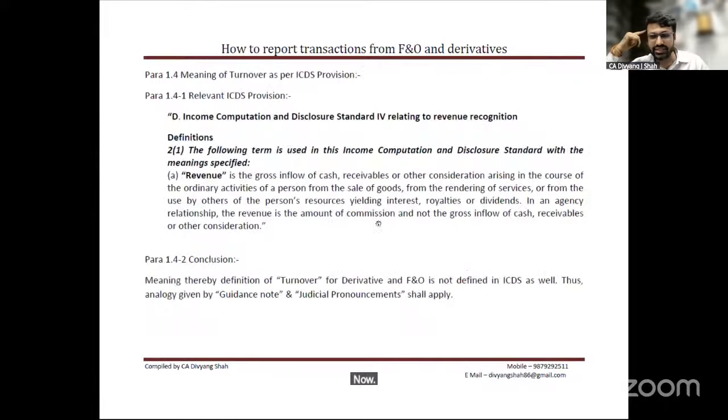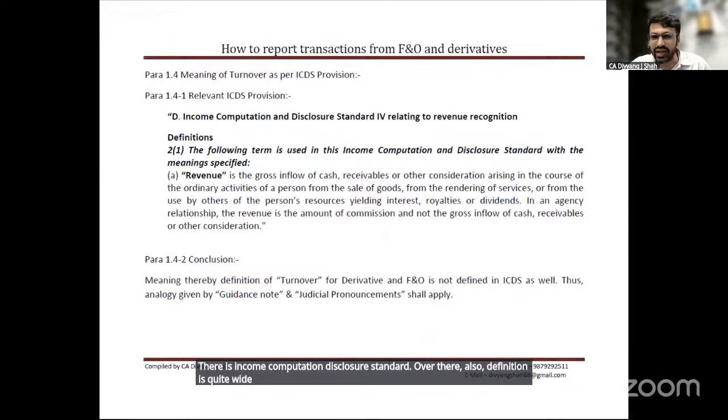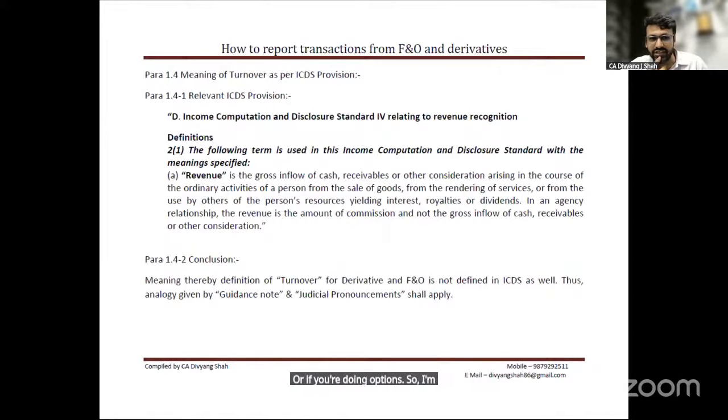Now, what ICDS says, if you refer to the ICDS, the revenue is defined over there. That is Income Computation and Disclosure Standard. Over there also the definition is quite wide, and nowhere are they answering how to calculate the turnover in context to 44AB when transactions are in relation to derivatives or futures and options. So I'm referring just to the definition.